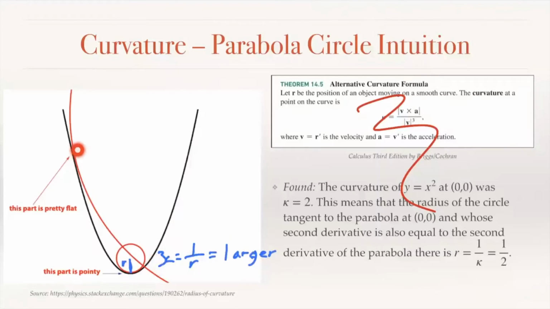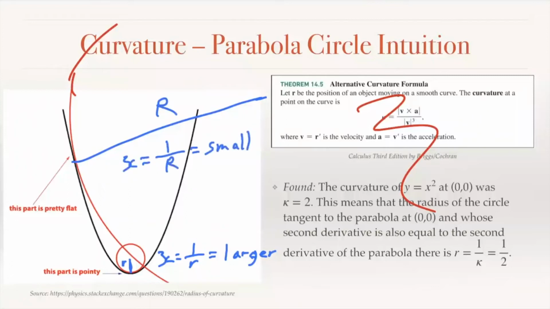While up here, the curve is not curving very fast at all. We have a very big R if we were to extend this, going out. And then the curvature there, which is 1 over that big R, is smaller.